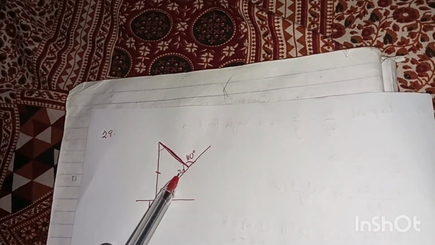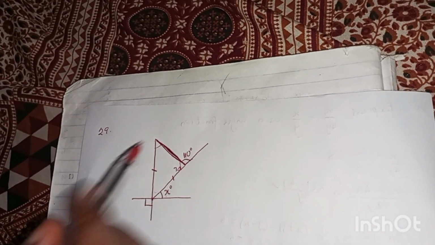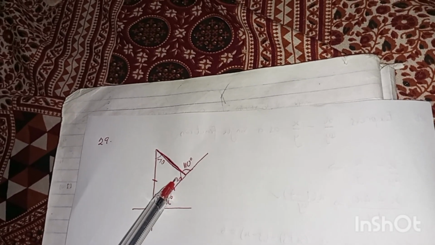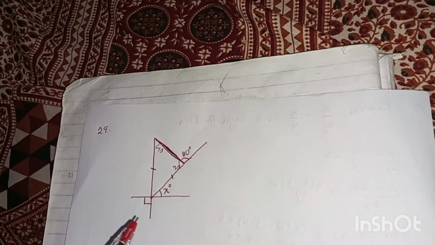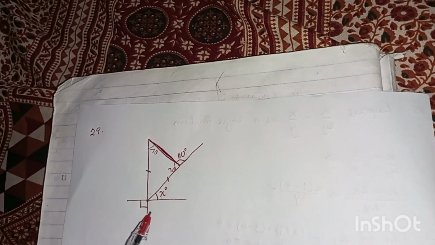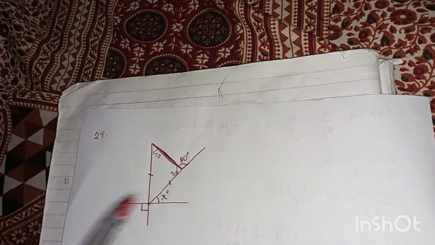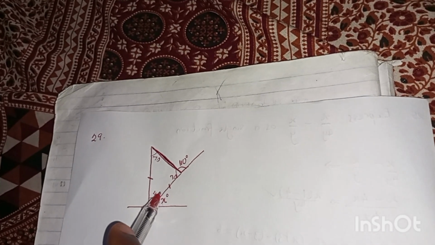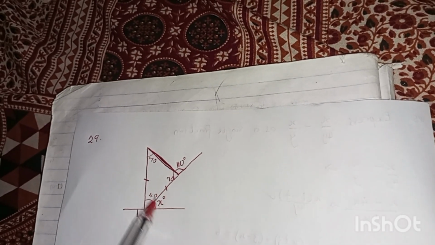Okay, and if this is 70, automatically the base angle is going to be what? 70. So this is 70 plus 70. 70 plus 70 is already 140. You know the angles in a triangle must be 180. So it is 70, this is 70. Automatically, this is going to be 40, right? Because everything has to be 180. 140 plus 40 is 180.